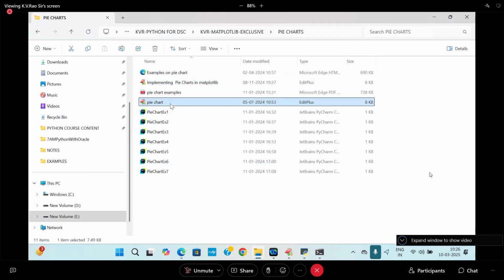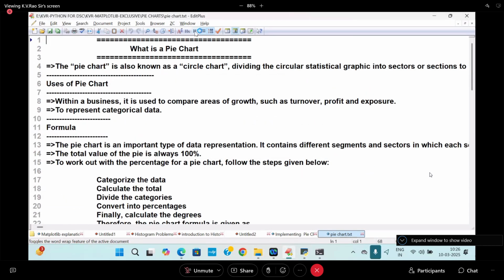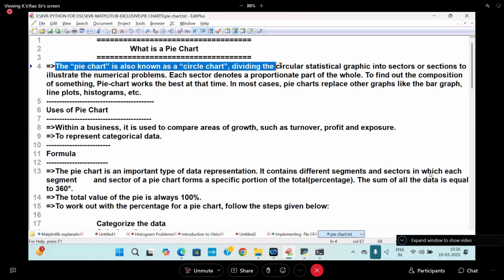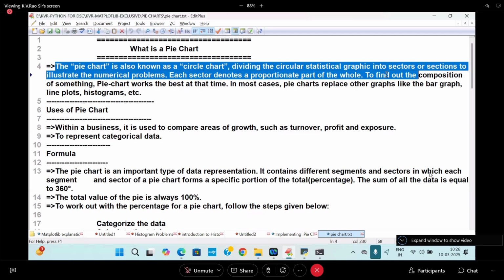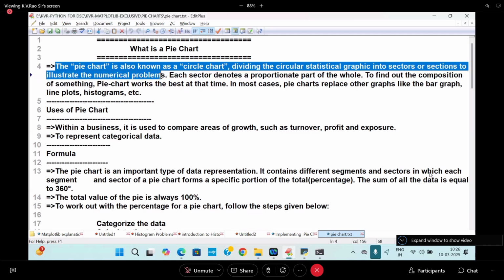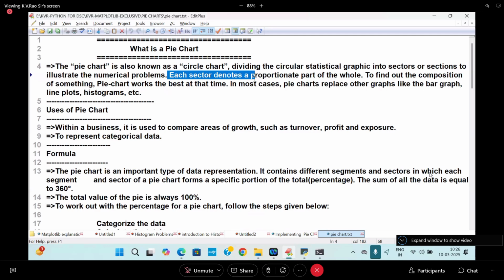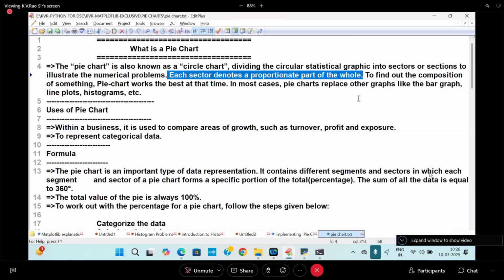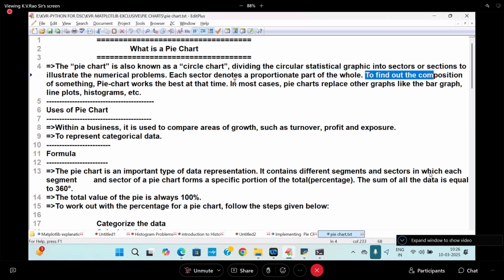Before that, the pie chart, here I will take it. Start reading, don't take much time. A pie chart is also known as a circle chart, dividing the circular statistical graph into sectors or sections to illustrate the numerical problem. Each sector denotes a proportional part of the whole. In the circle, that green part, blue part, orange part, red part is called what? Sector.